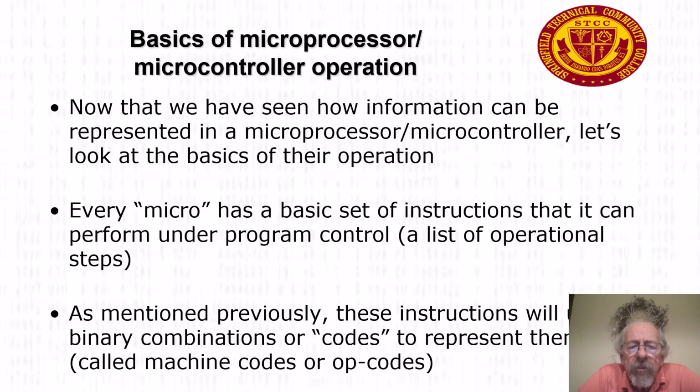So let's now switch gears and take a look at the basics of microprocessor/microcontroller operation. Now that we've seen how information can be represented in a microprocessor/microcontroller, let's look at the basics of their operation. Every micro has a basic set of instructions that it can perform under program control. That's a list of operational steps. As mentioned previously, these instructions will use binary combinations or codes to represent them. These are called machine codes or opcodes.